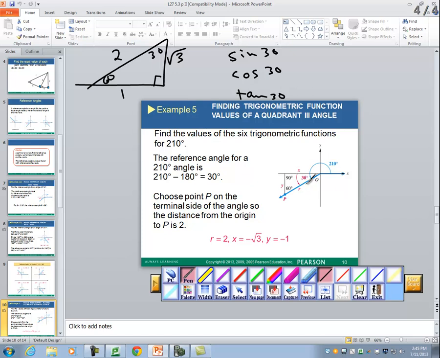But you have to remember that we're in quadrant 3. So y is going to be negative. Cosine is going to be negative, and sine is going to be negative. So this is going to be negative square root 3 over 2. And a negative 1/2. Tangent's going to be positive square root of 3.